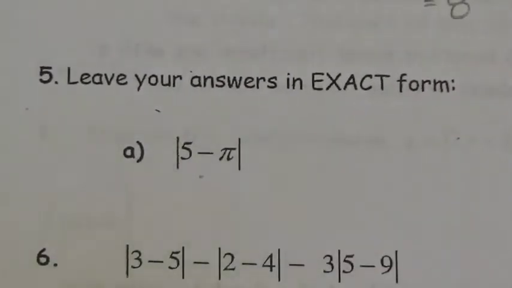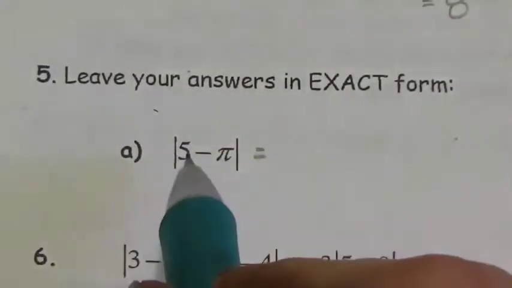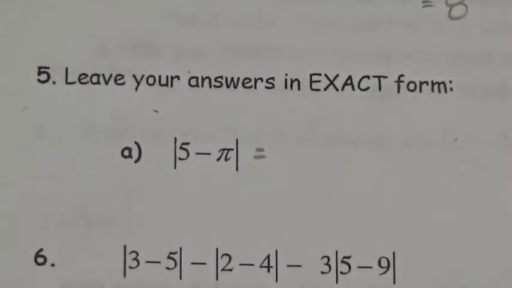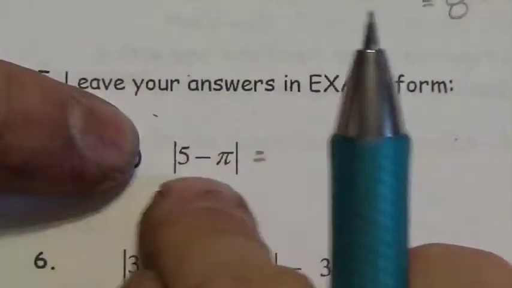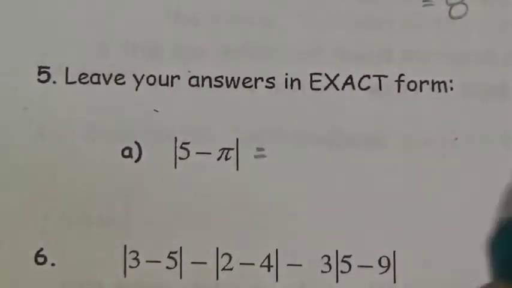It says leave your answers in exact form. So now watch this. The absolute value of 5 minus pi. Now, I said this earlier. The absolute value symbols, in terms of order of operations, fill the position of brackets. So I'm going to have to do what's inside the absolute value here first before I can see what the absolute value is going to do here.